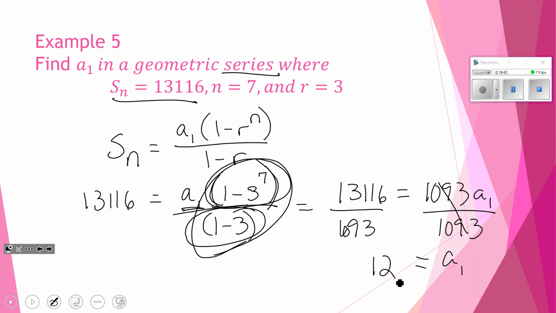Any questions on solving for the variable? You could, if you wanted to, times by -2 first, to get rid of your fraction. Anybody do that? Times by -2 on both sides. And then from there, you can divide by whatever 1 minus 3 to the 7th is and get it that way if you wanted to. Any questions?